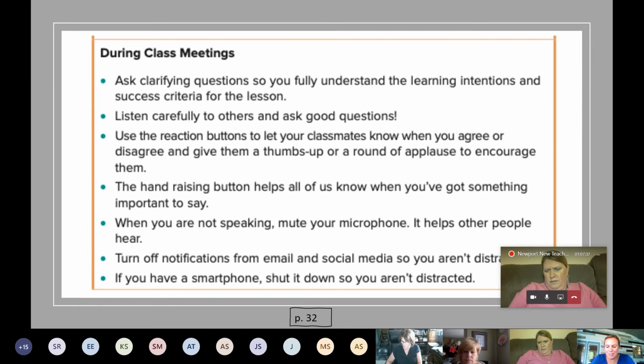Of course, ultimately, we're not able to control that at a distance, but we are able to set those expectations. And if we think that somebody is distracted, we can point that out and bring them back to the conversation.